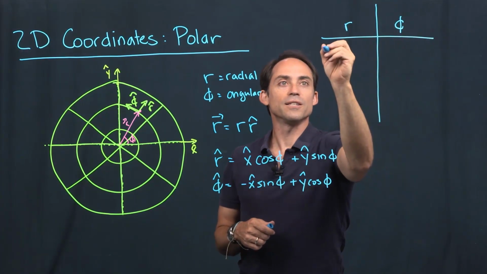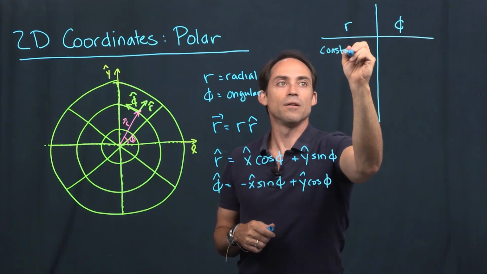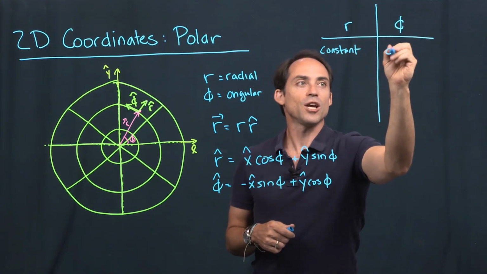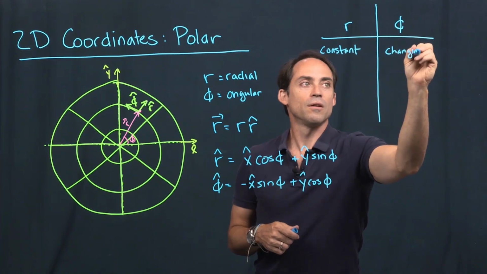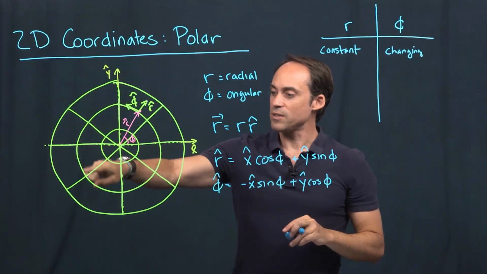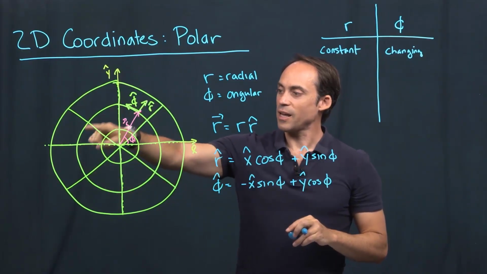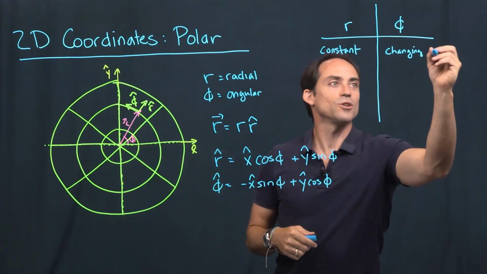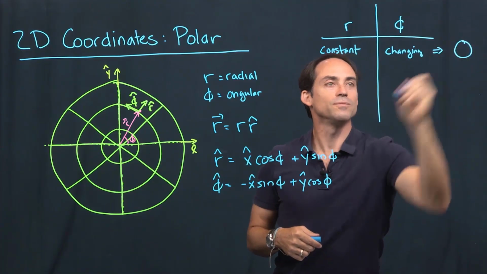So if r is constant and phi is changing, then you've got the case where you're following along one of these lines at constant r. So this is circular motion. That's a circle.